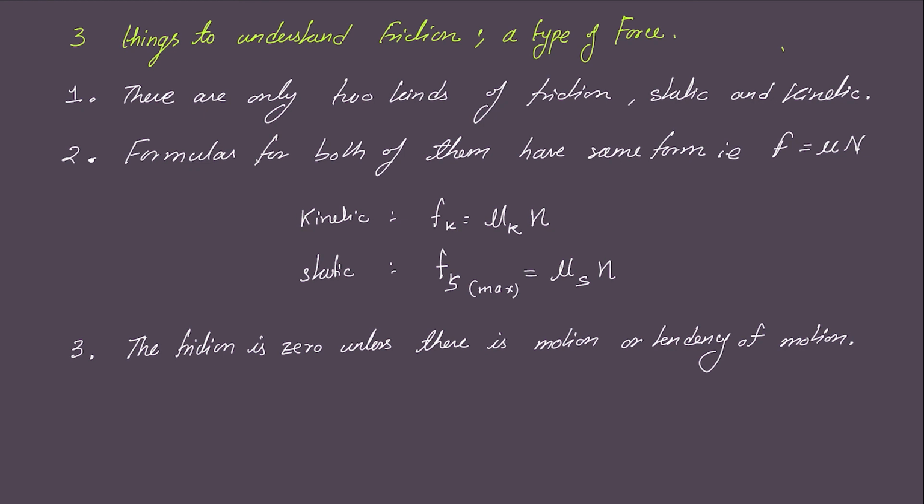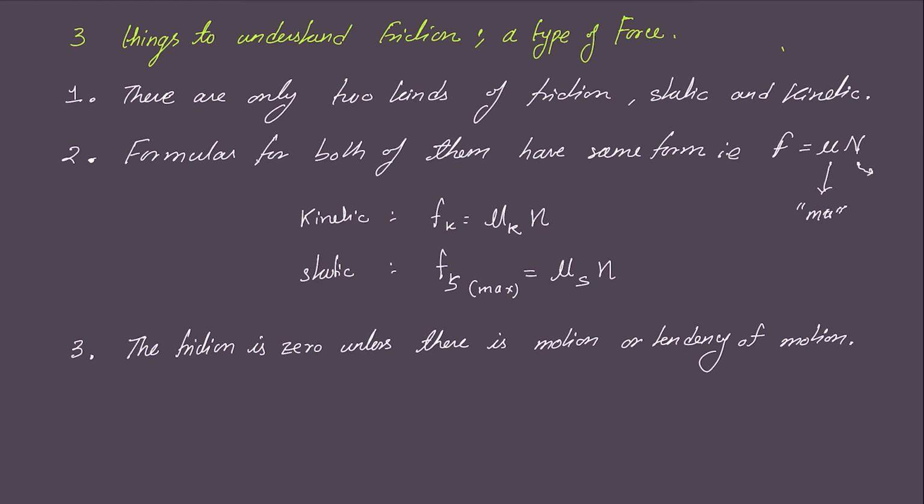There are three things you should understand. There are only two types of friction: static and kinetic. Static when things are not moving, kinetic when things are moving, and these names will make more sense as we progress. Formulas for both of them are the same. They have the same form. It's something called coefficient of friction, and this symbol is called mu, and this is the normal reaction. You multiply the coefficient of friction, that is mu, by normal reaction to get the force.